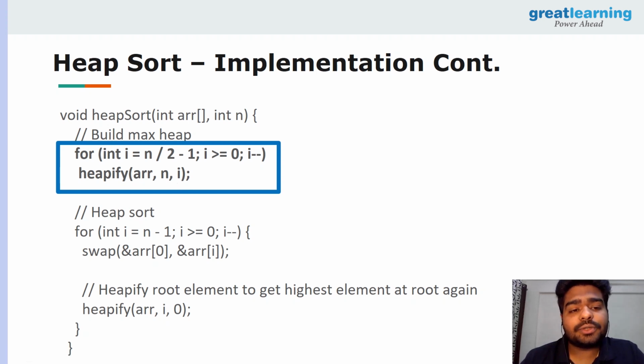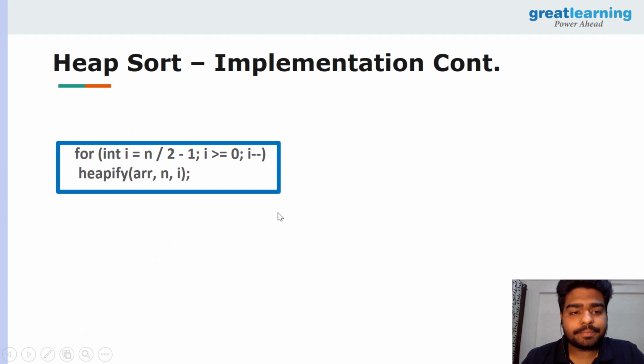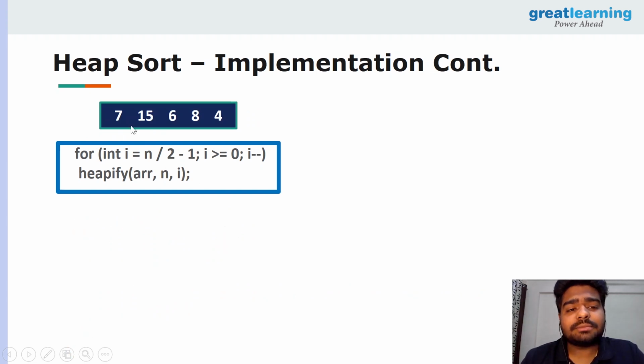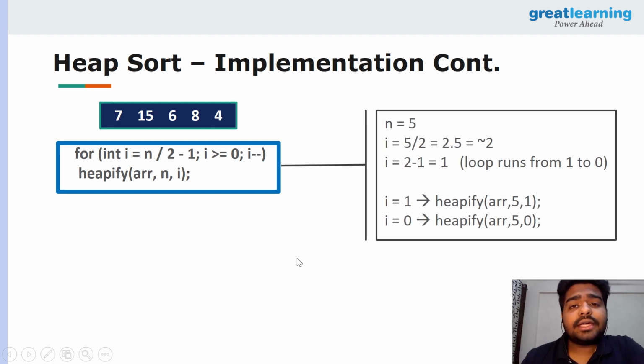So in this particular portion, what is happening? A for loop is there in which is written i equal to n by 2 minus 1, right? Let's see what is happening here. So remember, this is my unsorted list, right? Now, if I imagine that n is 5, right? So 5 by 2 will always give me 2.5, right?